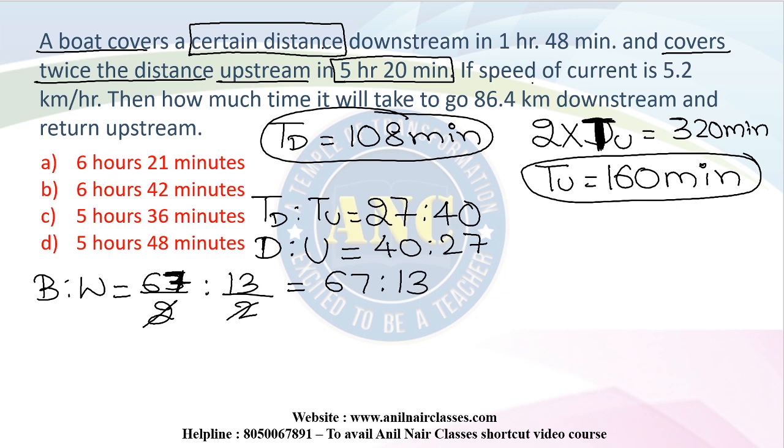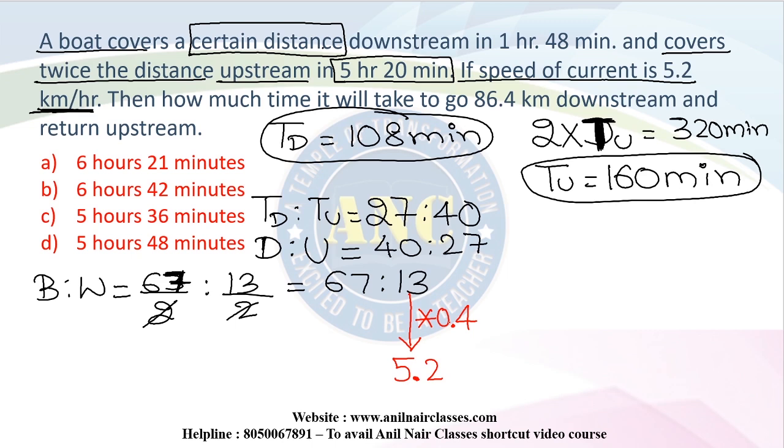Now, what is the next statement? The next statement is, if the speed of current is 5.2 kilometers per hour. In the question they have clearly specified that the speed of current is 5.2 kilometers per hour. According to the ratio, the speed of current is 13. According to the question, it is 5.2. 13 into 4 is 52, but it is 5.2, so 13 into 0.4 is 5.2. That means we came to know that the multiplying factor is how much?